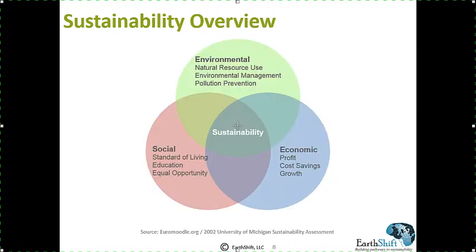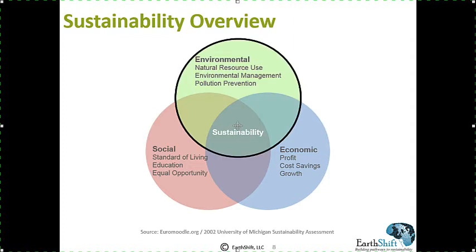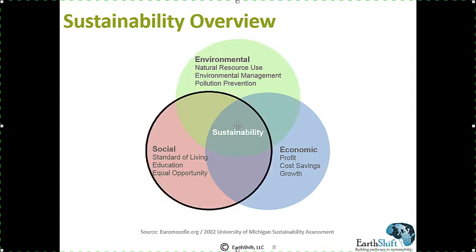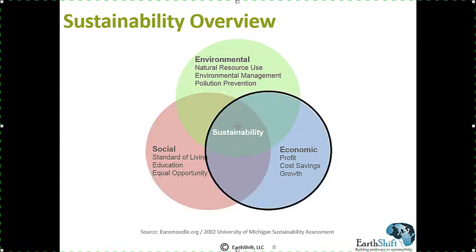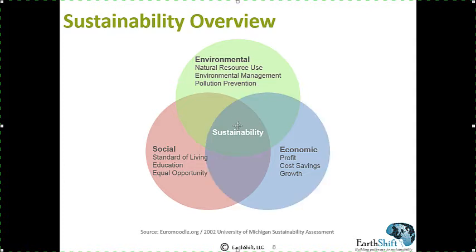Here are the traditional three pillars of sustainability: environmental, social, and economic. The environmental pillar includes natural resource use, environmental management, and pollution prevention. The social pillar encompasses standard of living, education, and equal opportunity. And the economic includes profit, cost savings, and growth.